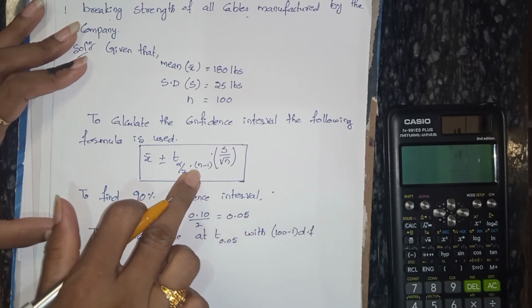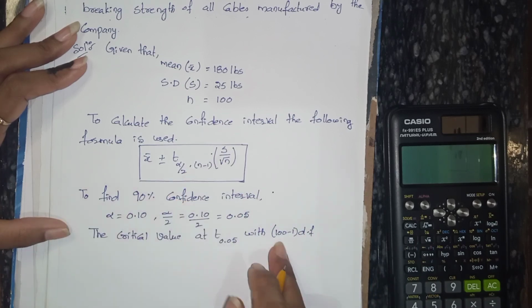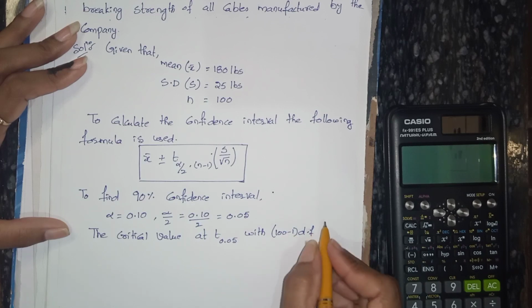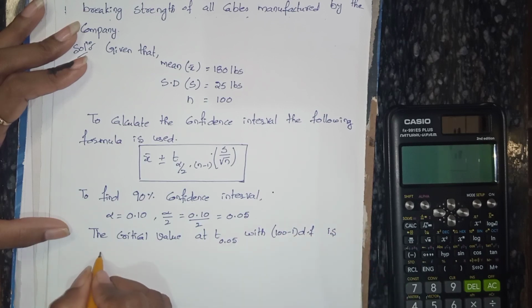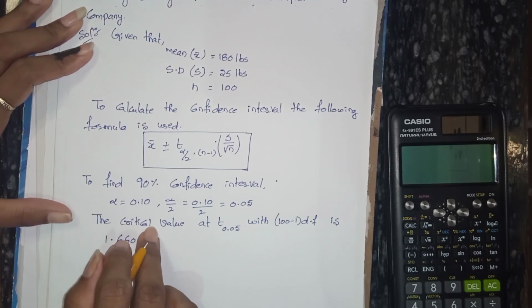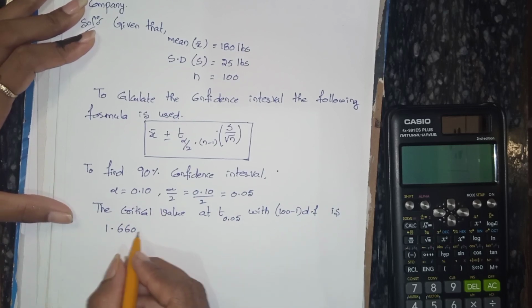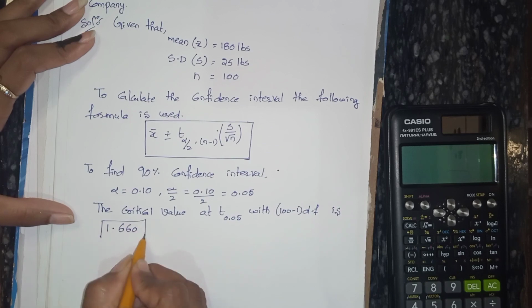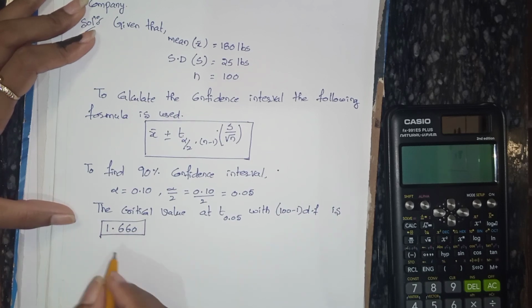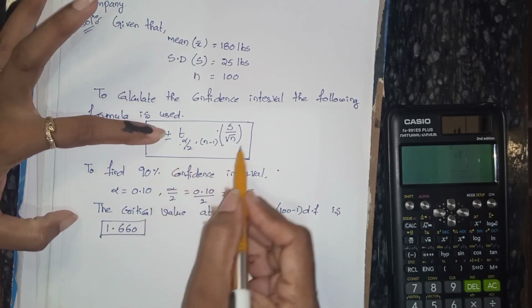Here the degrees of freedom is n minus 1. So with 100 minus 1 degrees of freedom the value is 1.660. So this critical value is nothing but the table value. Table value is 1.660. Now we have to calculate this one.